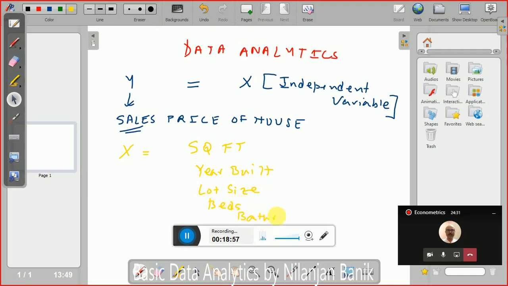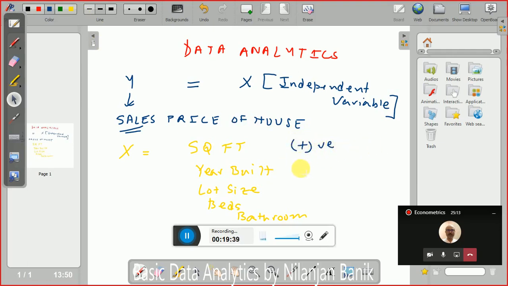So as you can see, in this particular case, when we are doing the data analysis, this is the simplest form of data analytics, where we are trying to explain what determines the price of any house. Okay, by the way, this is real data that I collected when I was a graduate student. So ideally, in terms of expectation, the square feet is going to be positively related. Why? Because the bigger the size of the house, the more is the price.